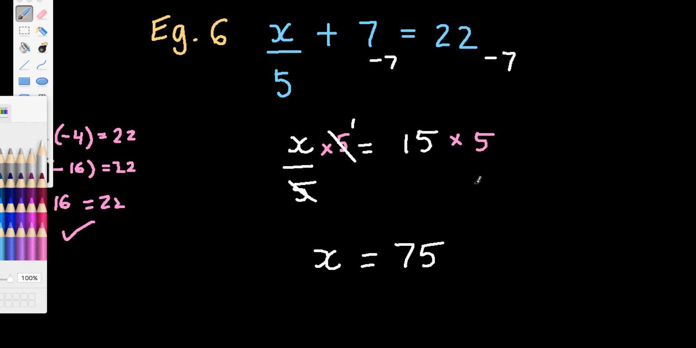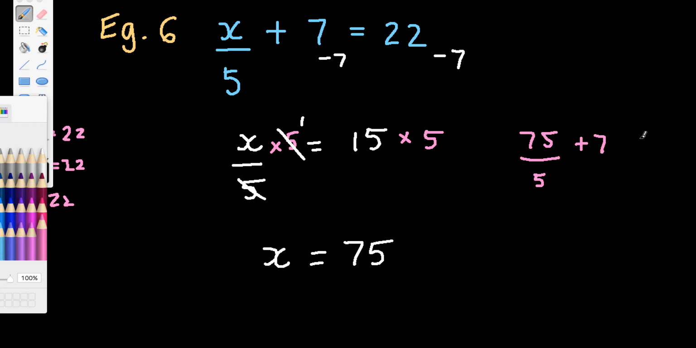Okay, I can check that now if I want. 75 divided by 5 plus 7. That's got to equal 22. 75 divided by 5, well, that's got to be 15. And 15 and 7 is 22. So checked it and it works.